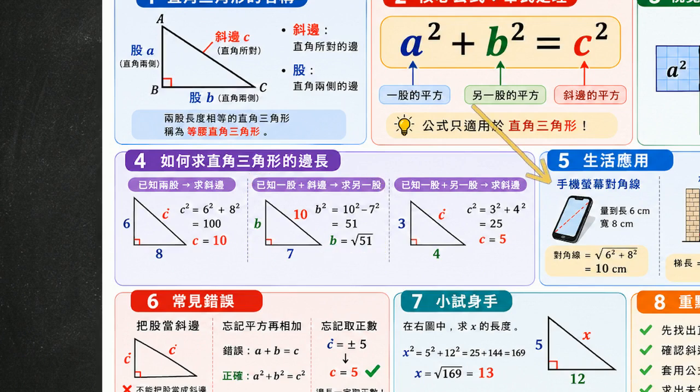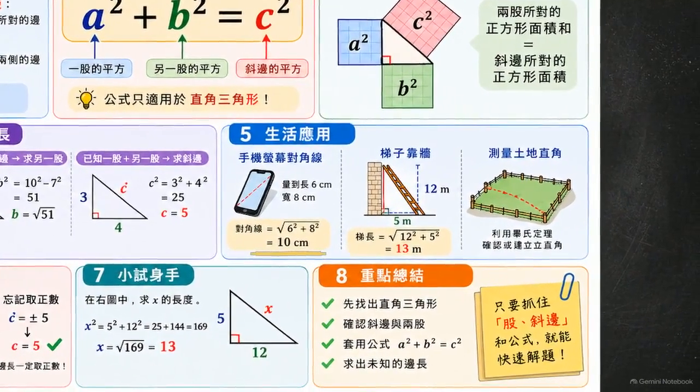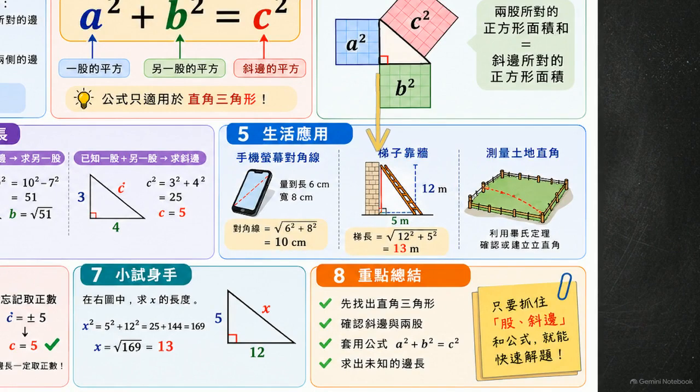This math translates directly into consumer technology. A smartphone screen is measured diagonally. If it is 6 centimeters wide and 8 tall, it is accurately labeled as a 10-centimeter display. It applies to safety, too. If a wall is 12 meters high and a ladder rests 5 meters from the base, the ladder must be exactly 13 meters long. Avoid 3 frequent mistakes.